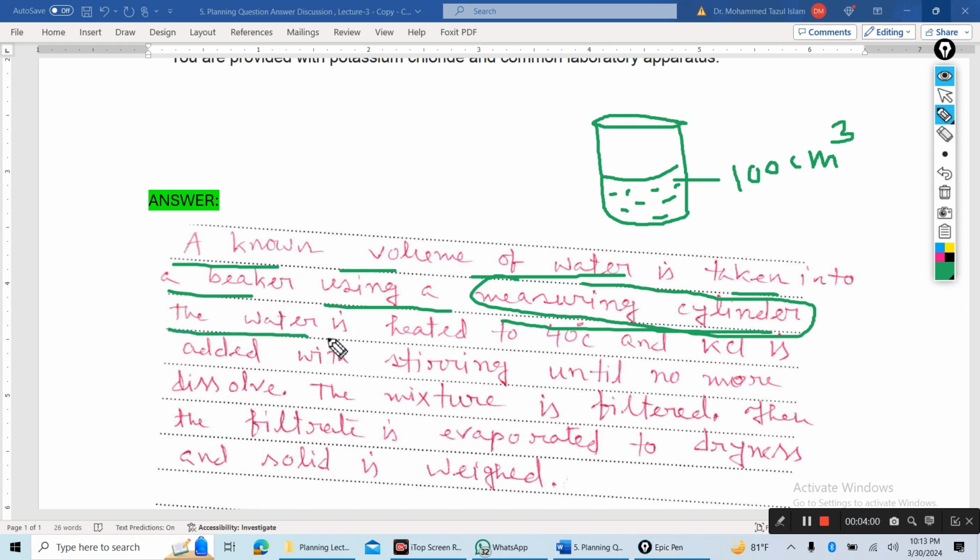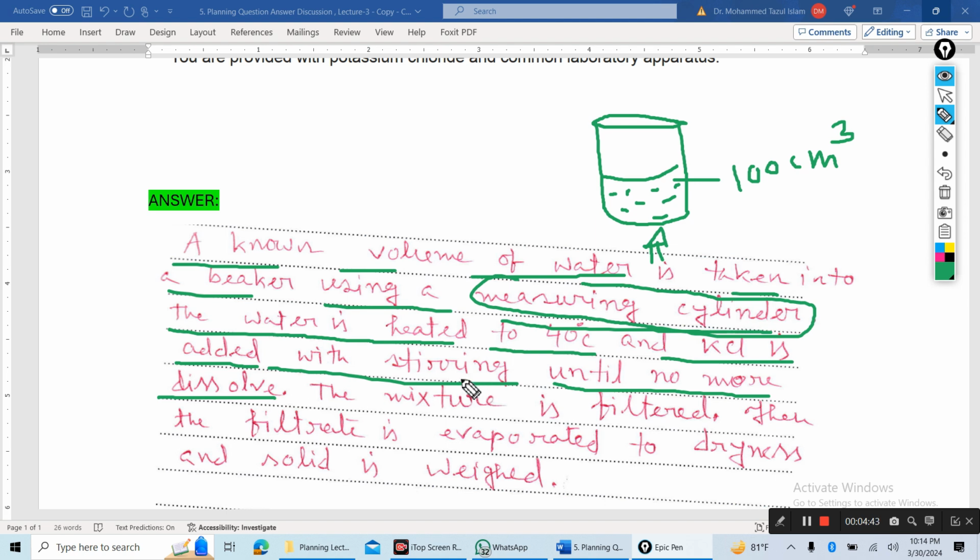You will measure 100 centimeter cube of water using a measuring cylinder. Then the water is heated to 40 degrees centigrade, and potassium chloride is added with stirring until no more dissolves. You will heat the water to 40 degrees centigrade. Then you will add potassium chloride until no more dissolves.